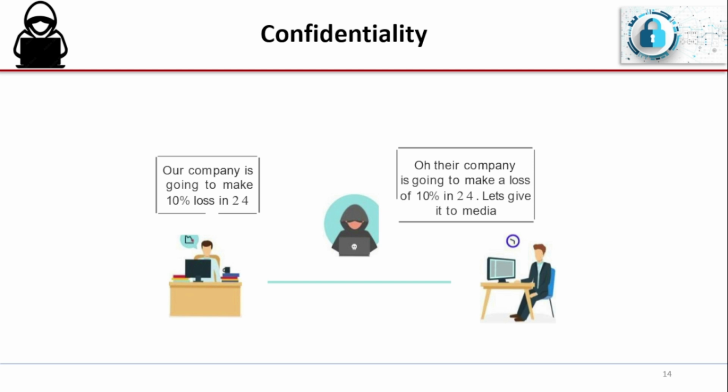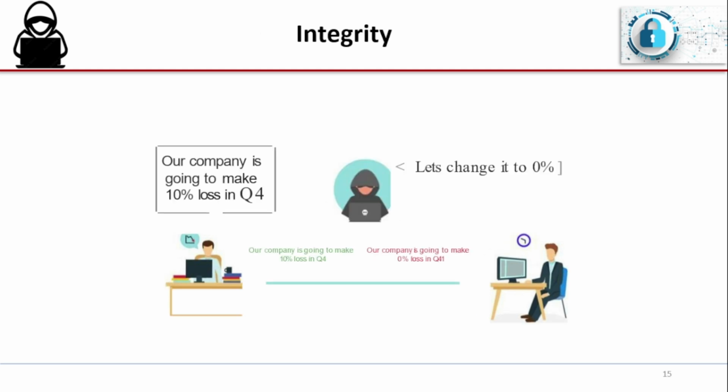So there's a hacker in between, and he has listened to this, and he is connected to the same network. Once the hacker has listened to it, what will the hacker do? What if he tells the same information to the media? It might have effects on the reputation of the company. So this is the effect on confidentiality.